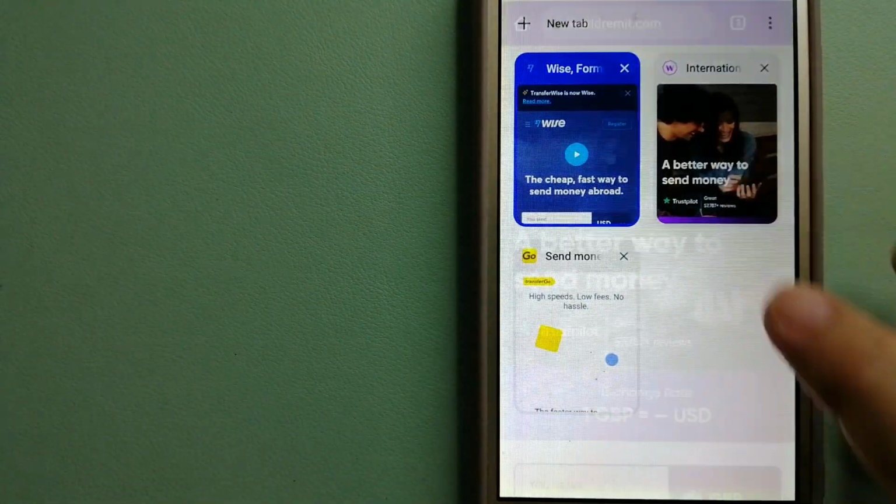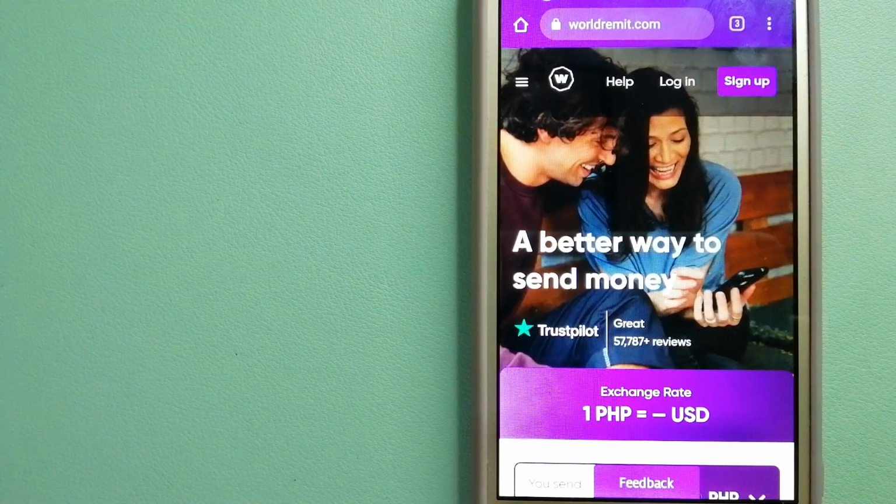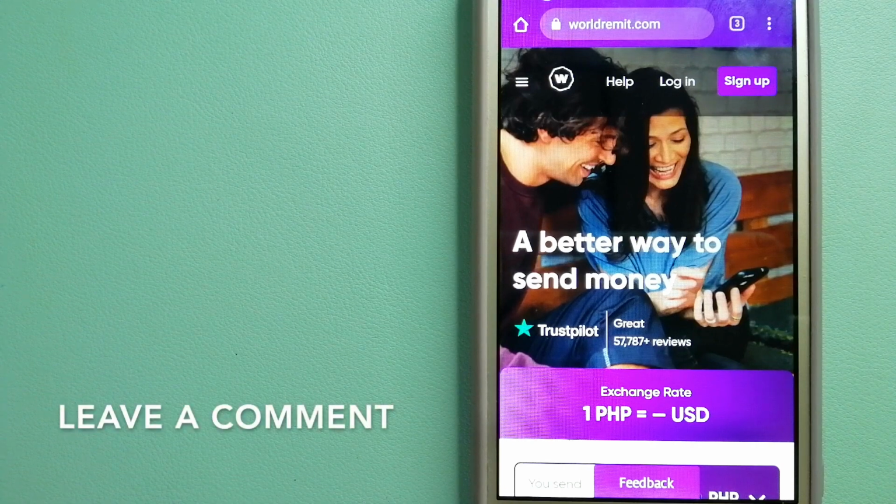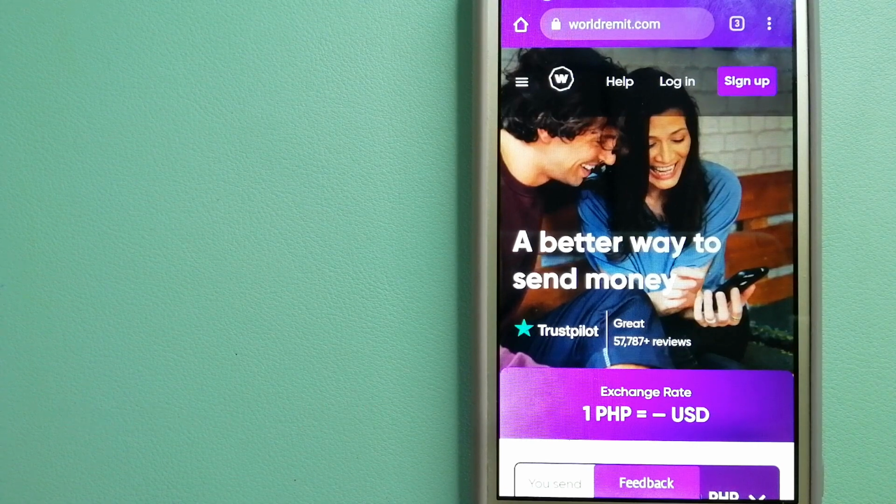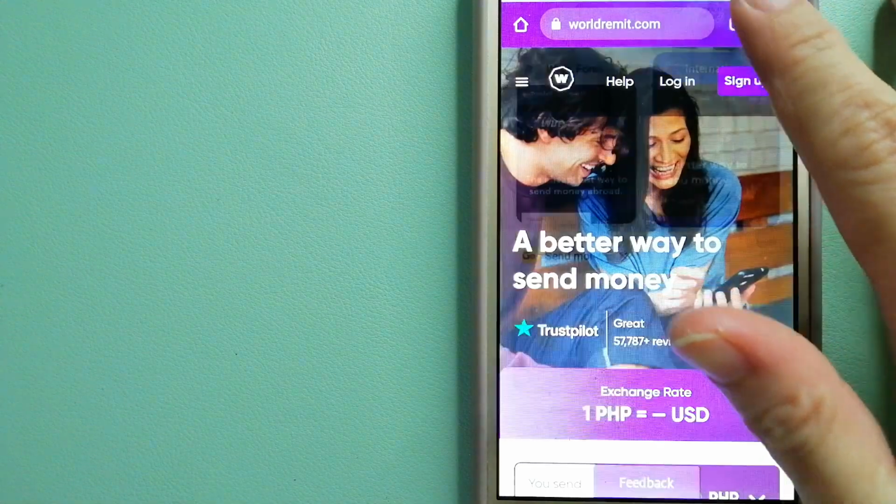The second option is WorldRemit. This is a fast and secure service that lets you transfer money online using a computer, a smartphone, or an app. It provides international money transfer and remittance services in more than 130 countries and over 70 currencies. They are changing the way people send money abroad, and they are taking something complicated and making it simple. To know more about WorldRemit, just check the video description.